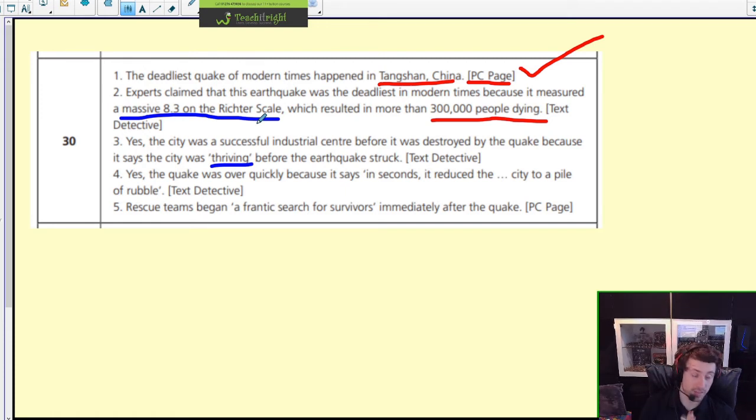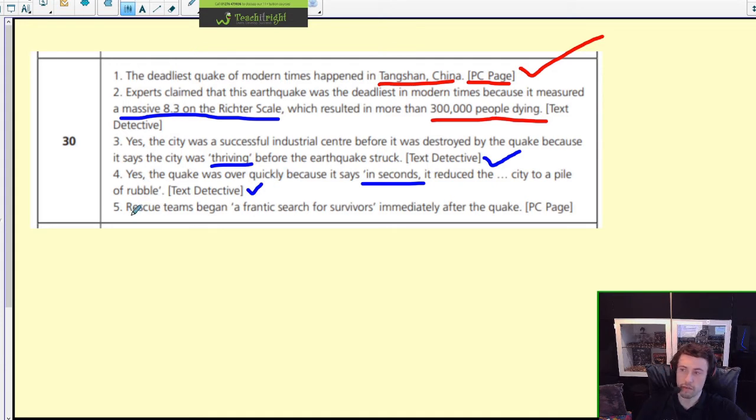And of course, it's very likely that the earthquake has damaged that, sadly. Again, that's text detective, working out what thriving means in the context of the story. Number 4. Yes, the quake was over quickly, and the simple reason is because it says "in seconds". It reduced the city in seconds to a pile of rubble. That means it was over very quickly because it didn't take long, but in that small amount of time, it did cause a lot of damage. So that's text detective, I think, to work out that one.